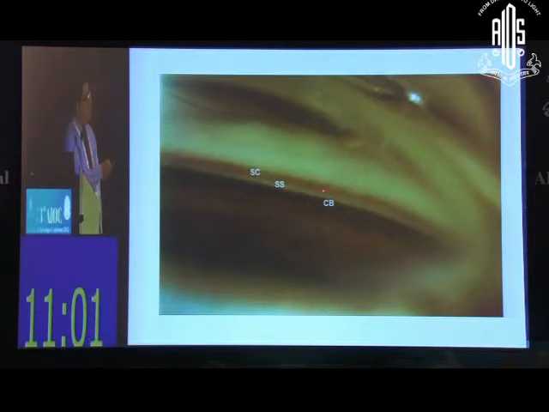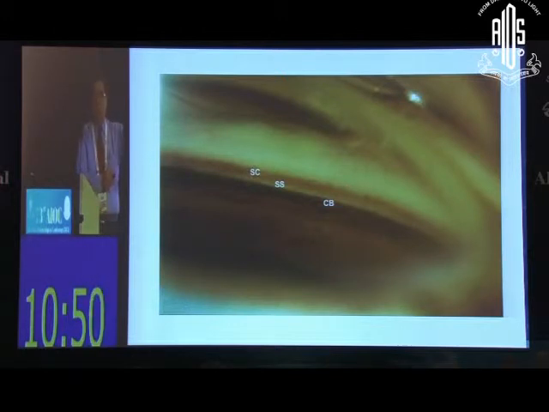Trabecular meshwork you can see is pink or light red usually. This is the TM, both the anterior and posterior parts are shown here. And the first white line that you will see beyond the TM will be the Schwalbe's line.